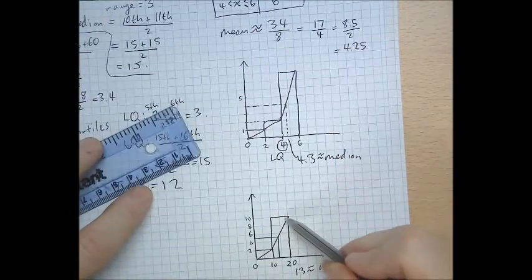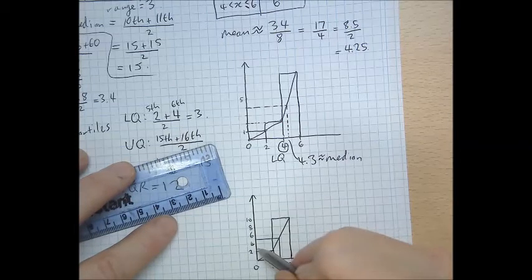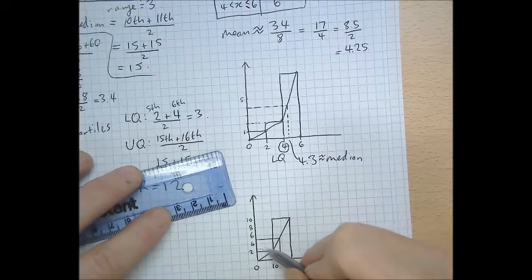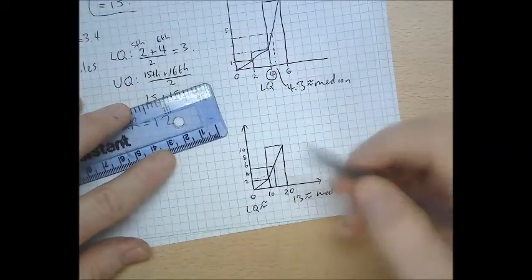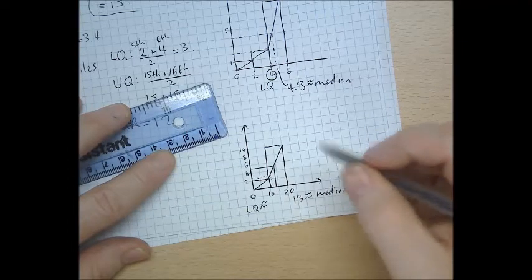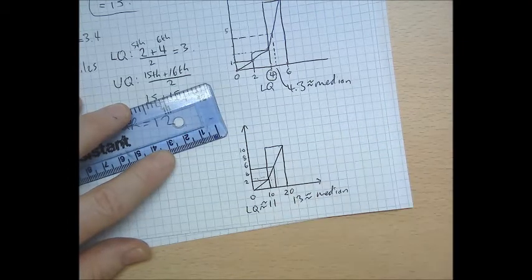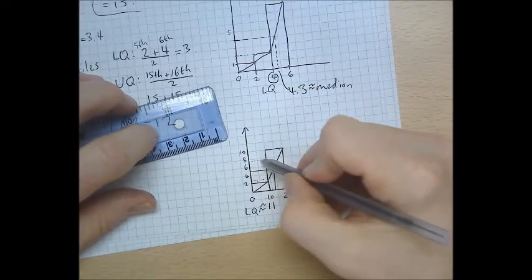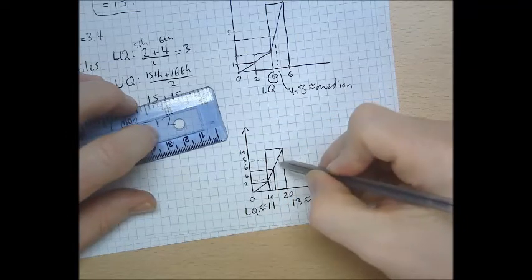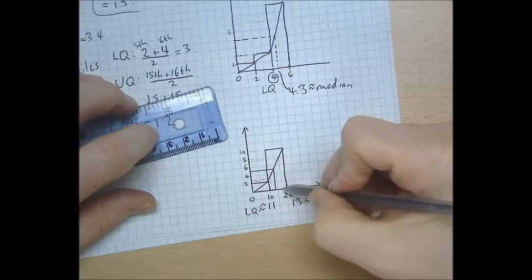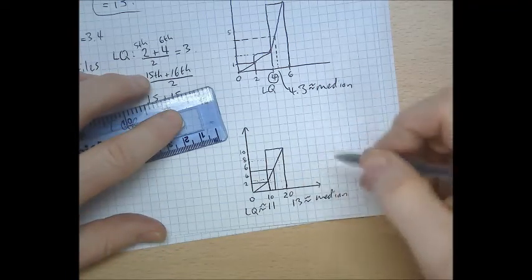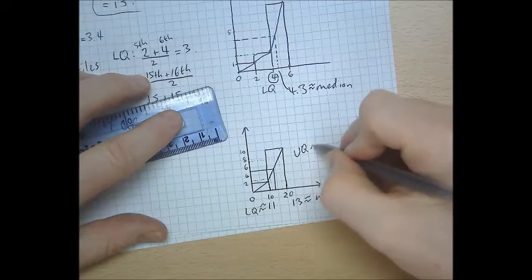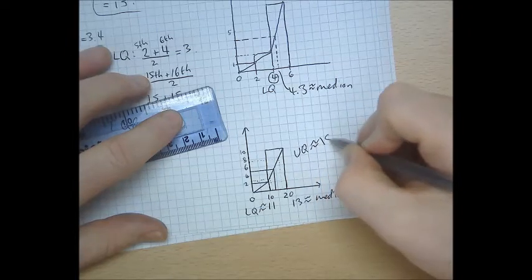How high did I get? 10. A quarter of that is 2.5. Lower quartile estimate is about 11. Upper quartile, go 3/4 of the way up, so it's to 7.5. Do this more carefully with a ruler and make your diagram a bit bigger. So my estimate for the upper quartile is about 18.